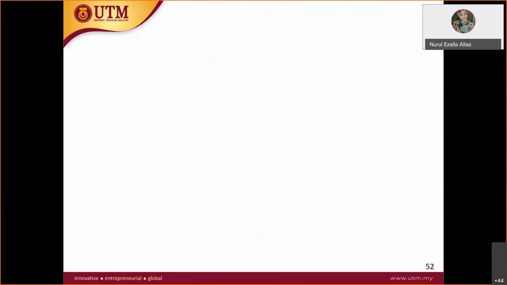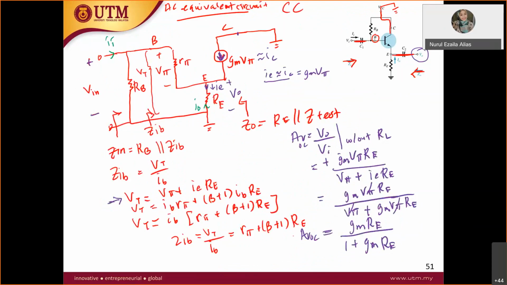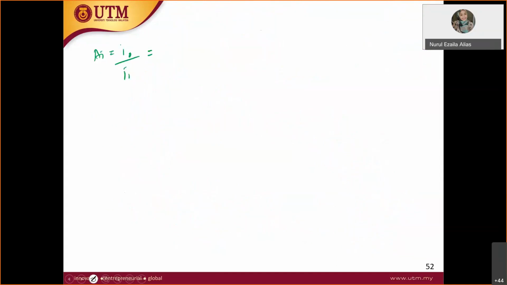So let's derive the current gain. For the current gain, you know that AI is equal to I out over I in. I out is there, and I in is at the input. What will be your I out? Student, please take a look there. What will be your I out, student? Negative GMV pi. Yes, thank you. Correct. It means you concentrated on what I was saying just now. At least someone follows me.